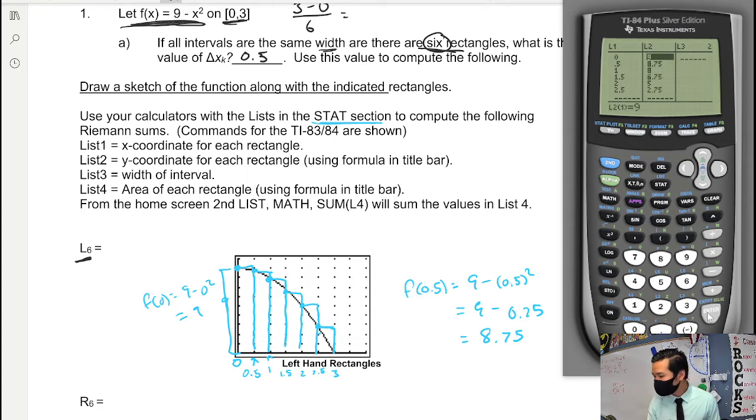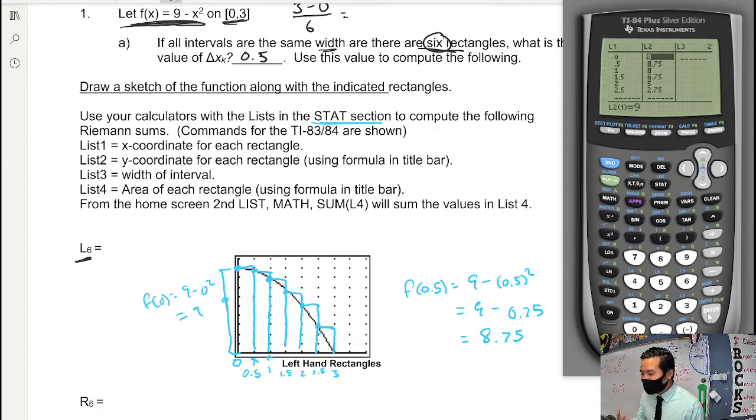Wow, that's cool. So I didn't do all of them, but I'm proving that the first two work, yeah? The first one was 9, and we got 9. The second one we did by hand, and what do we get here? 8.75. And that's what they have here. Okay? So we got all of those values.